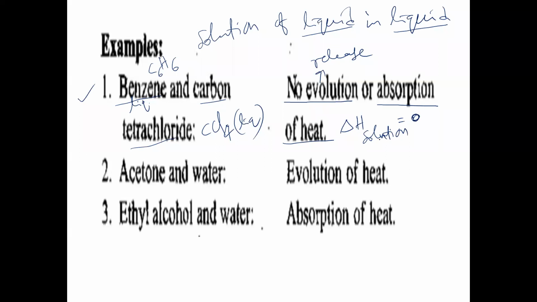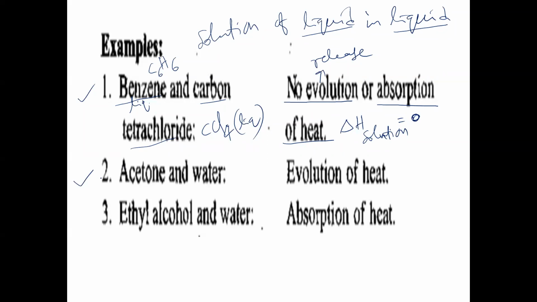Delta H solution means the enthalpy of solution. The enthalpy of solution of benzene in carbon tetrachloride is equal to zero. That means no negative sign and no positive sign here. If delta H is negative, it is exothermic. If delta H is positive, it is endothermic. But here it is neither positive nor negative. That's why we say delta H solution is zero for this type of solution.